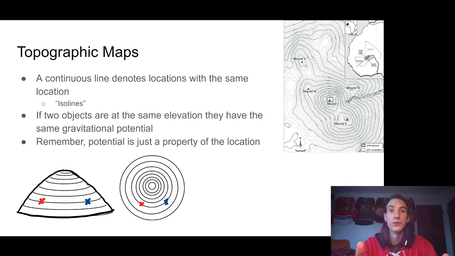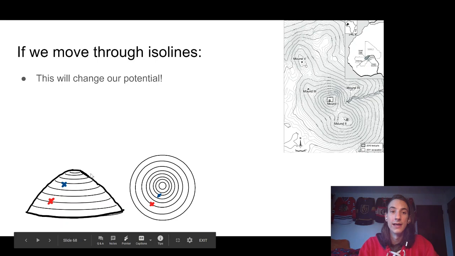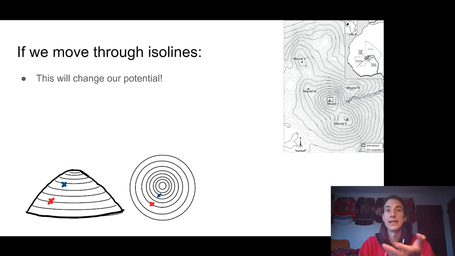We have the same amount of joules per coulomb or joules per kilogram in each of these cases. So this is kind of a free move. If we move along an isoline, that takes no work. If we move against an isoline or through isolines, that's where work comes into play. That's where it takes energy to do that.